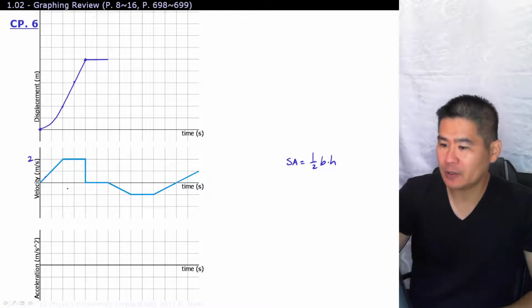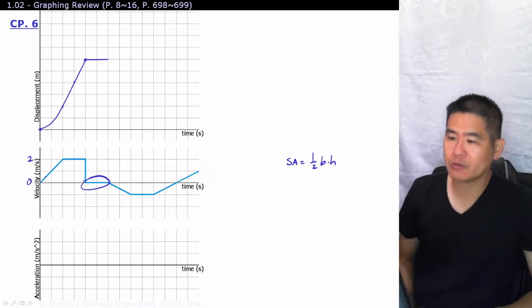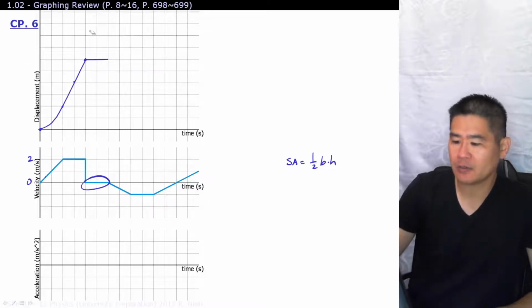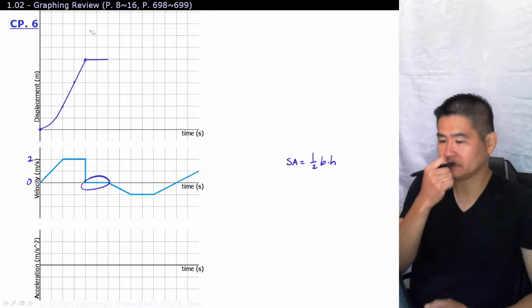Our velocity here, by the way, is at 0. So it remains stationary, and that's why we don't displace up here. We will remain at the same spot.